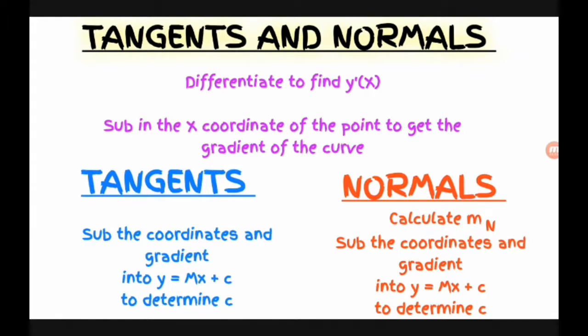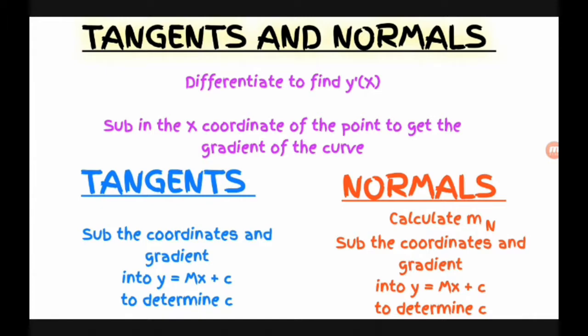So this is where we split. If we are looking for the equation of a tangent, we now have that gradient. Remember, the gradient of a curve is the gradient of the tangent at that point. So we substitute the gradient of the curve and the values of x and y at that point into y equals mx plus c to find the value of c.